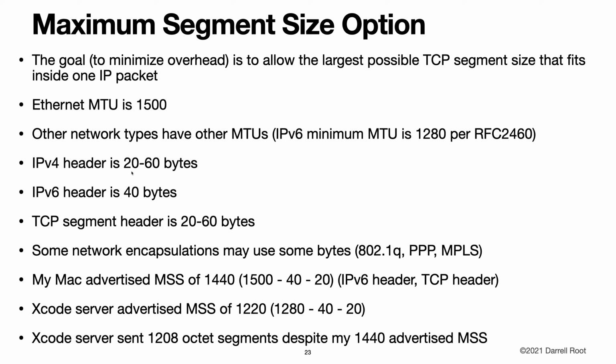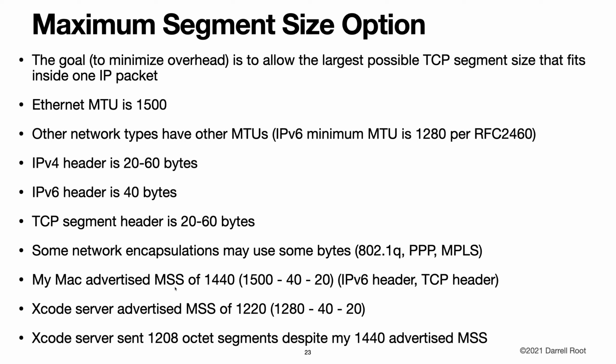The IPv4 header is 20 to 60 bytes, depending on whether you have options. The IPv6 header is always 40 bytes. The TCP segment header is 20 to 60 bytes, depending on the size of options. Some network encapsulations may use a few extra bytes, such as encapsulating inside a point-to-point connection.